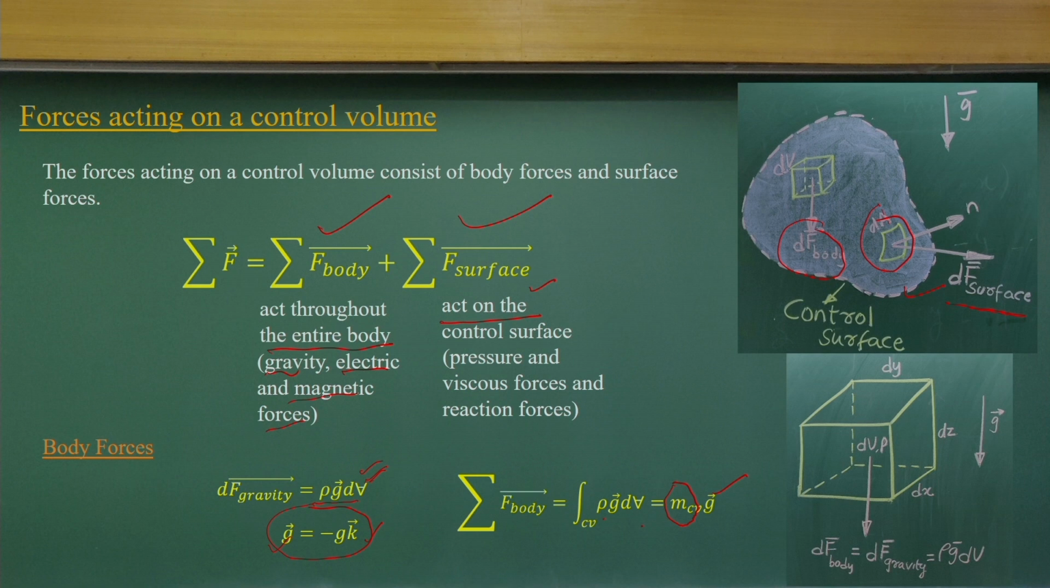Many times we align the z axis and g is downwards, so we use the negative sign, not as a scalar quantity but as a vector representation. But if you consider different orientations of the control volume, then g is a vector quantity with scalar components gx, gy, gz in the respective x, y and z directions.